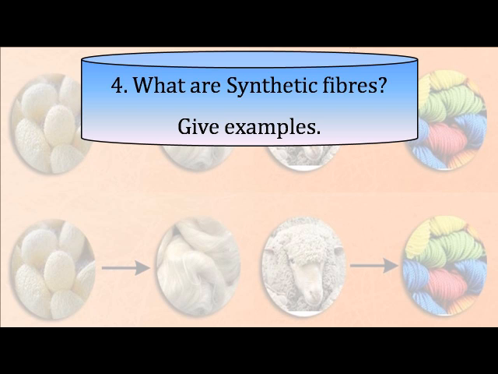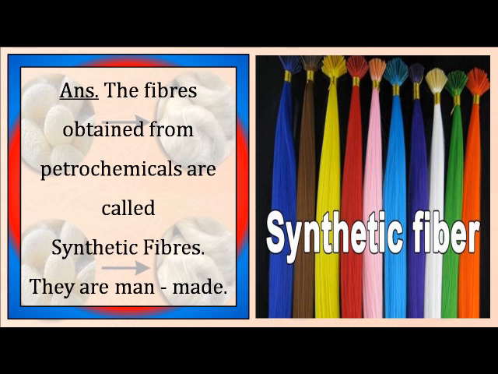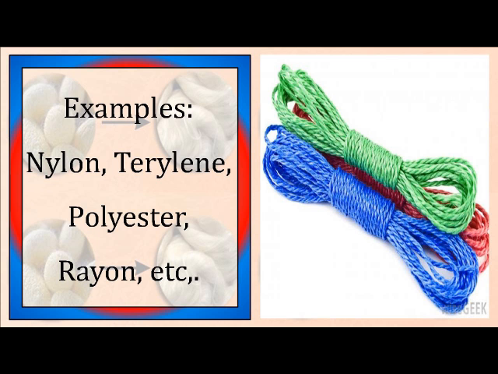Fourth question. What are synthetic fibers? Give examples. The fibers obtained from petrochemicals are called synthetic fibers. They are man-made. Examples: nylon, terylene, polyester, rayon, etc.